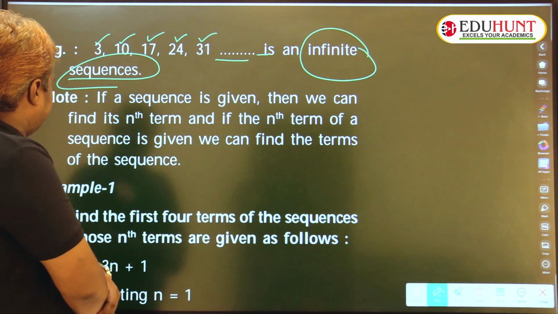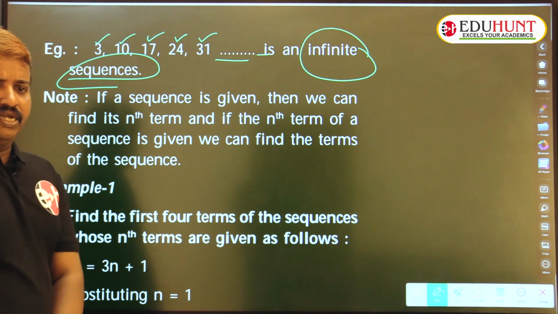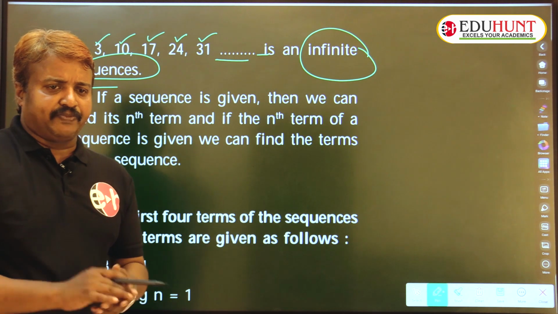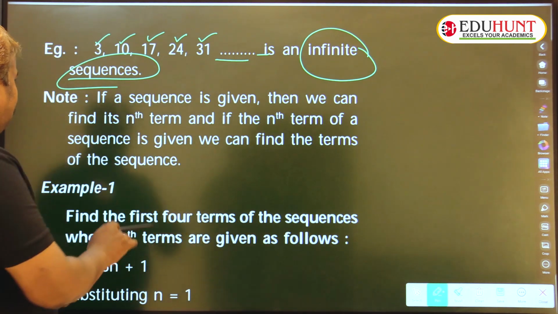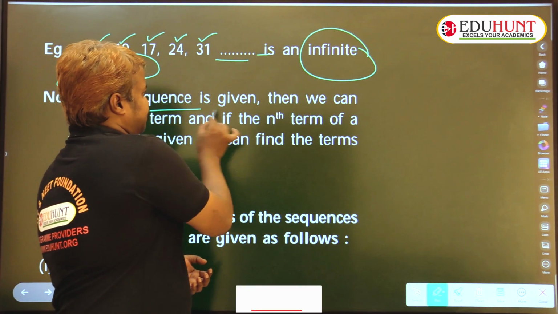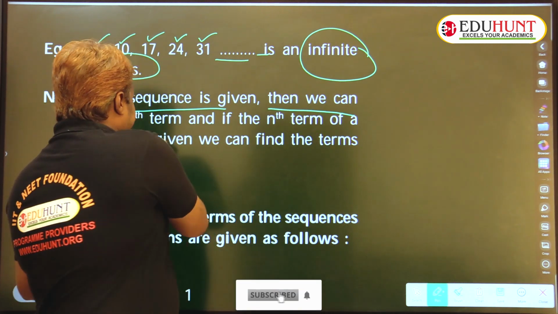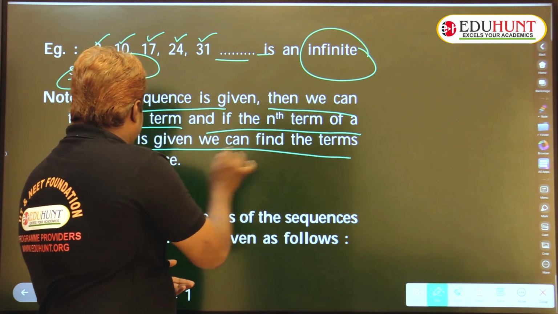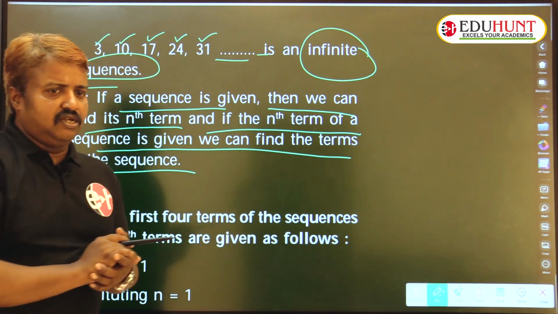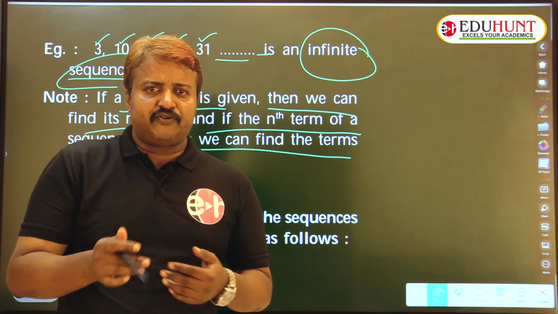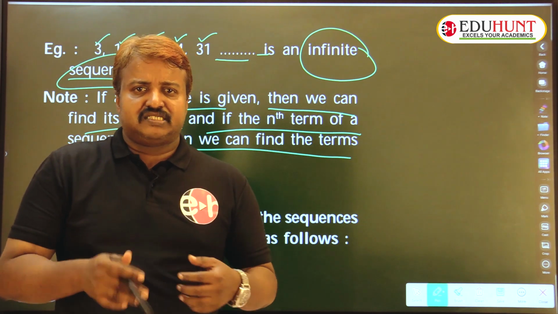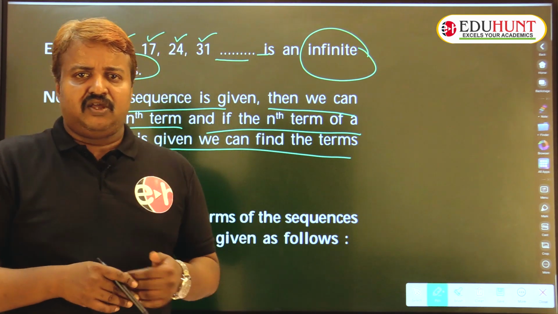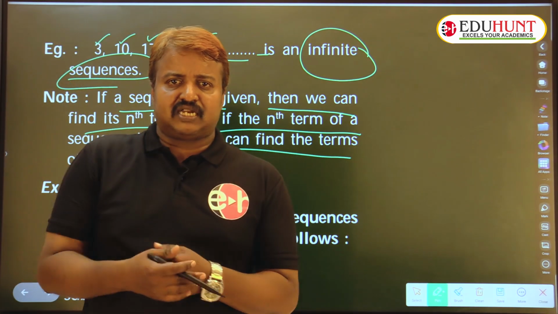Now here, we have to find the nth term of progressions. What about the nth term? If a sequence is given, then we can find the nth term. If the nth term of a sequence is given, we can find the terms of the sequence. If the nth term is given, we have to find the number of terms in the sequence. That is one type of question. Then if the number of terms is given, we have to find the nth term. That is another type of question.